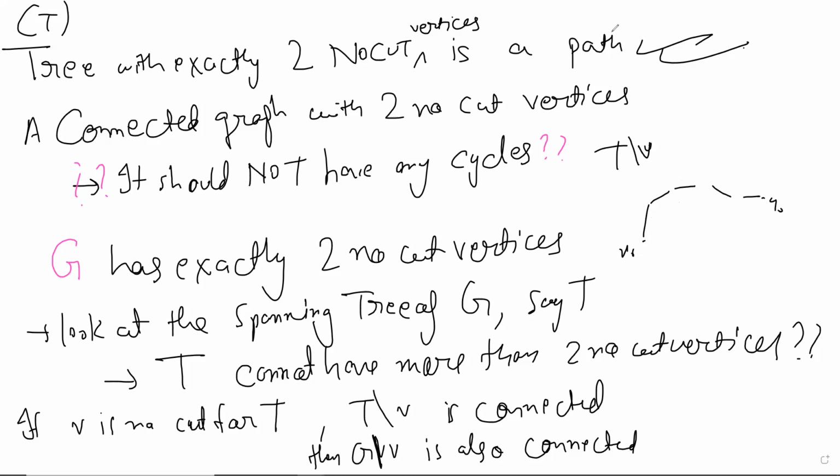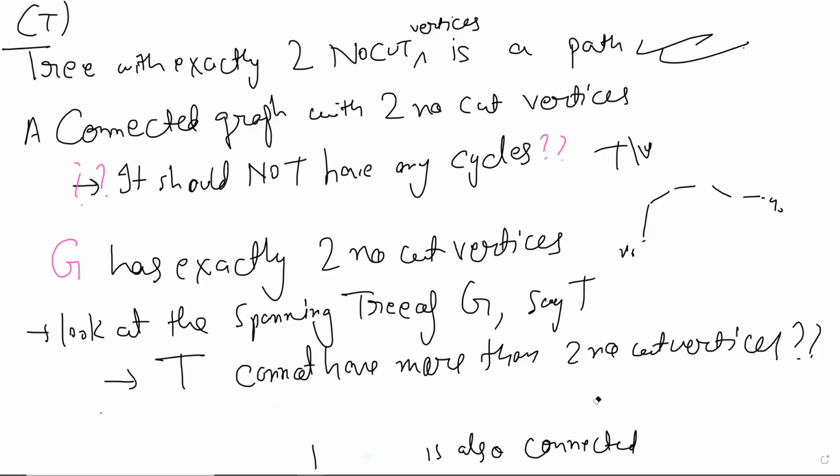So it means that T has only 2 no-cut vertices. T cannot have less than 2 no-cut vertices. Every tree has at least 2 no-cut vertices, right? So T has exactly 2 no-cut vertices.